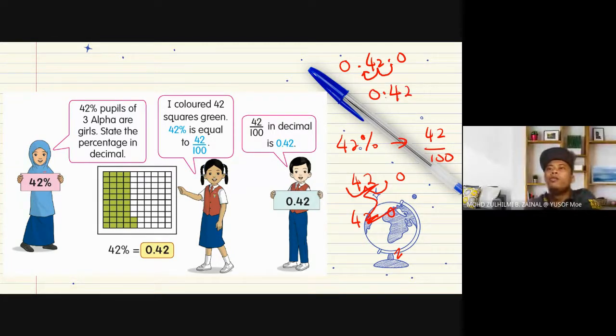Yang ni basic decimals. Fraction to decimals. You have to know this. Last week we did this already. So make sure to know this. Kalau tak ingat yang ni, nanti you will have problems in converting the question. Alright, so the answer should be 0.42. Ingat, 0.42. This is how you get the answer.